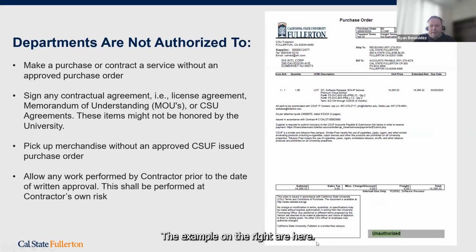Departments are not authorized to make a purchase or contract a service without an approved purchase order. Departments must not sign any contractual agreement, for example, license agreements, memorandums of understanding, or CSU agreements. These items might not be honored by the university.